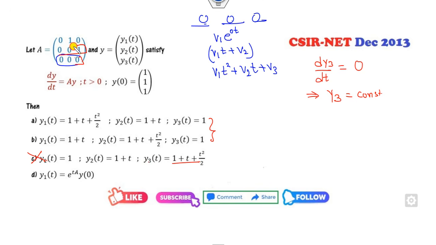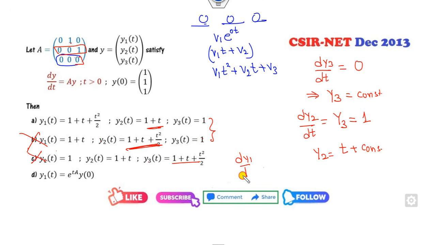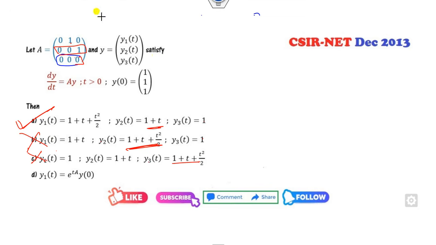Look at the second line. Second line means dy2 over dt is my y3. So y3 is a constant which is given as 1. So what is my y2? If you integrate them, t plus constant, but it is not constant. Fine, it is here. From this case, dy over dt will be my y2. y2 will be here. If you integrate them, it will be this case. Fine. Now, check whether the last case will be satisfied or not.